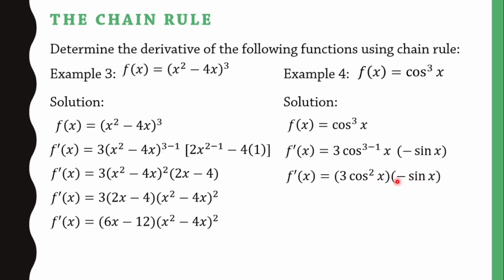Or, we could simplify this as negative 3 sine x cosine squared x. Or, you could also say negative 3 cosine squared x sine x, because multiplication is commutative, so you can interchange sine x and cosine squared x.